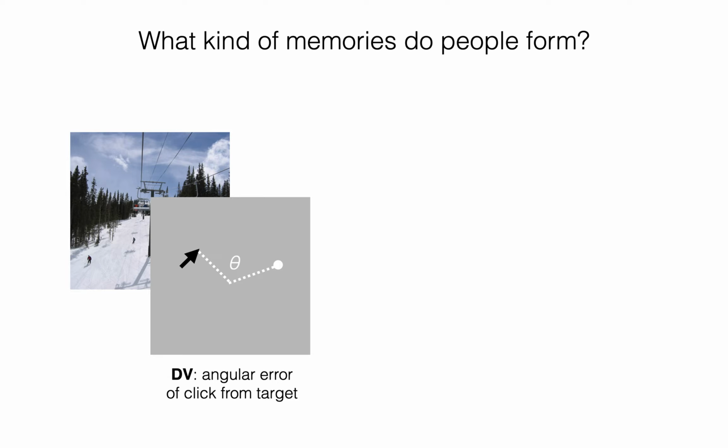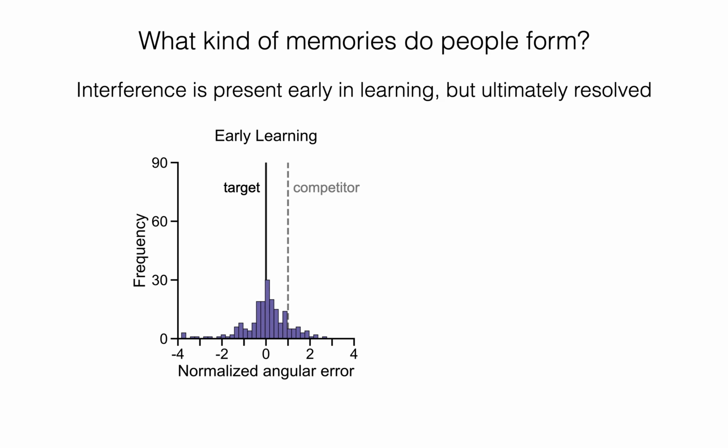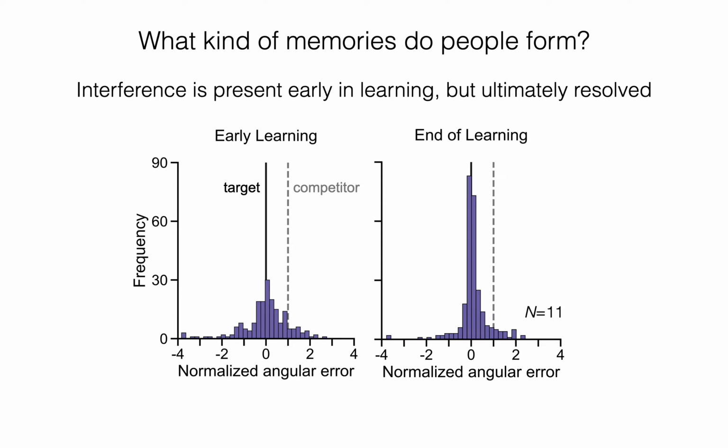We looked at the distribution of angular errors that people made during recall. Here, I've plotted these errors such that accurate trials where subjects clicked near the target location are at 0, and trials where subjects mistakenly clicked on the competitor location are at 1. Initially, we see that people mostly remember things near the target location, but they make a lot of errors, and particularly interference errors near the competitor. With learning, they're able to improve and to resolve that interference.